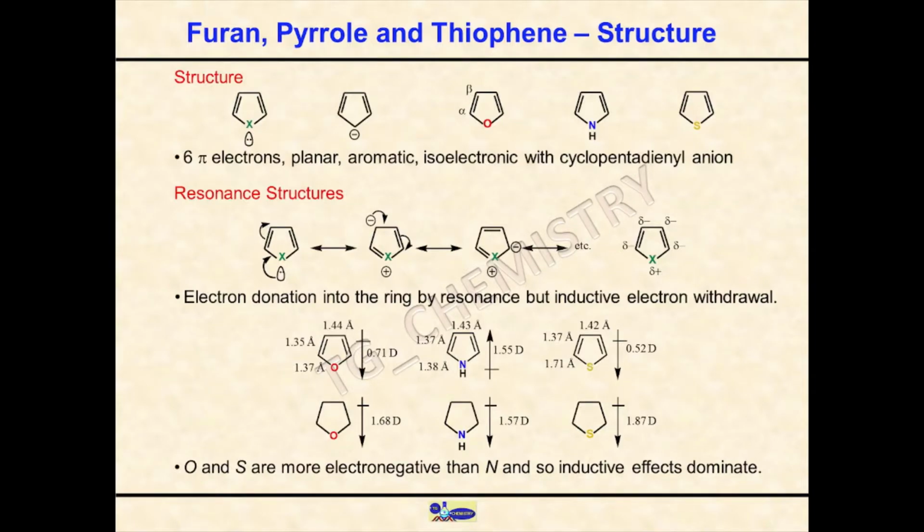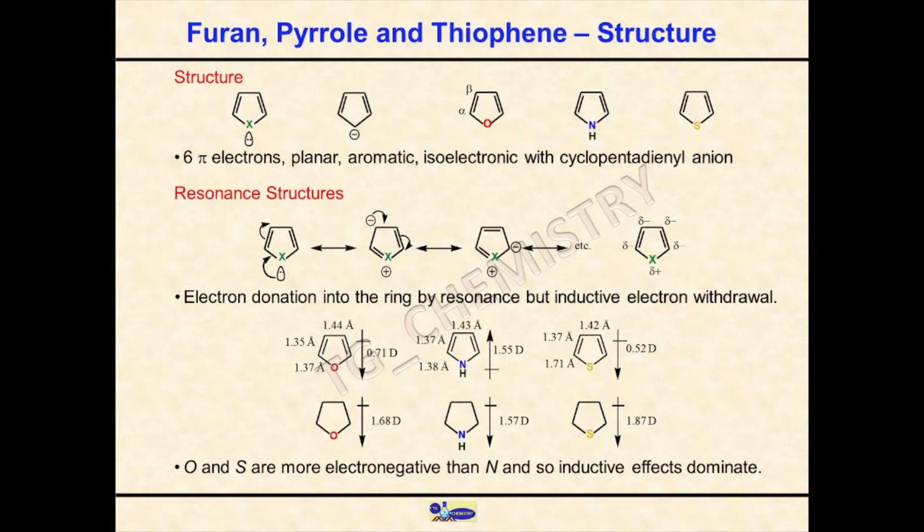To start with the structure, as you can see on the screen, the general structure of five-membered aromatic heterocycle, where in the ring structure only one atom is a heteroatom. In furan it is oxygen, in pyrrole this is nitrogen, in thiophene this is sulfur. All the heteroatoms have an unshared pair of electrons on the heteroatom. And you can see adjacent the cyclopentadienyl anion, the isoelectronic structure without the heteroatom.